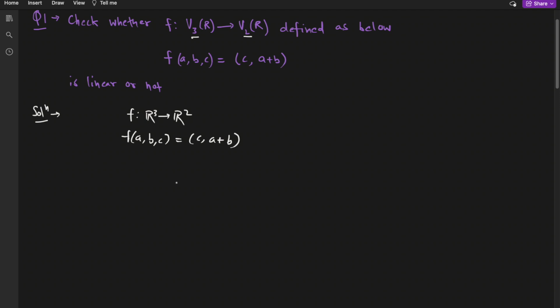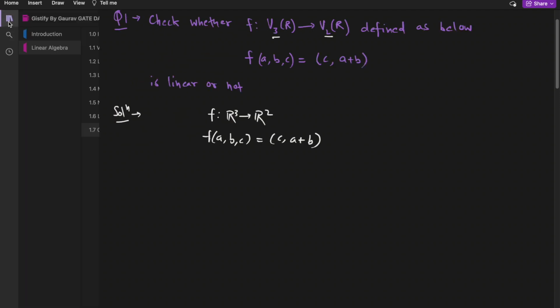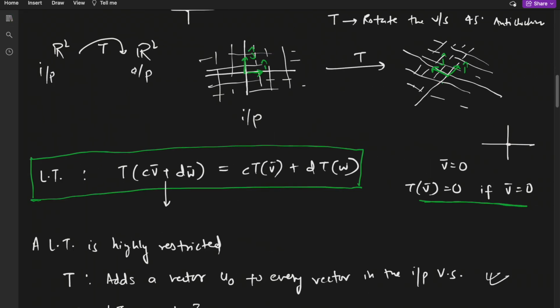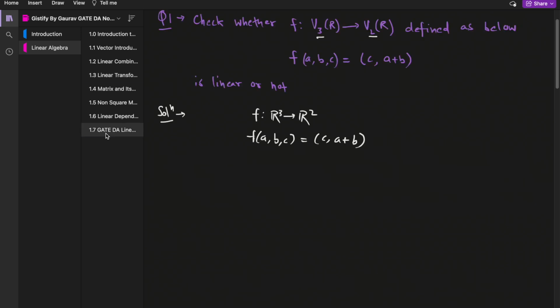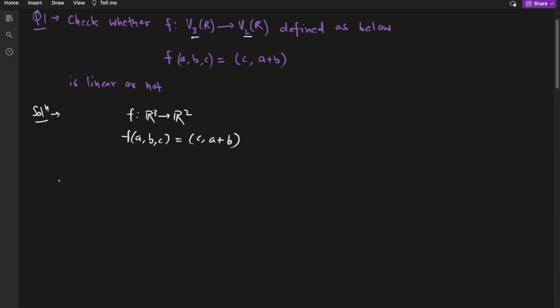So this F is nothing but a transformation, and we need to check whether this transformation is a linear transformation or not. We have seen a property of linear transformation in previous lectures. If T is a linear transformation, then for the linear combination C times V plus D times W, where V and W are vectors and C and D are scalars, T of C V plus D W can be written as C times the transformation of vector V plus D times the transformation of vector W. We will apply the same property here to check whether this is linear or not.